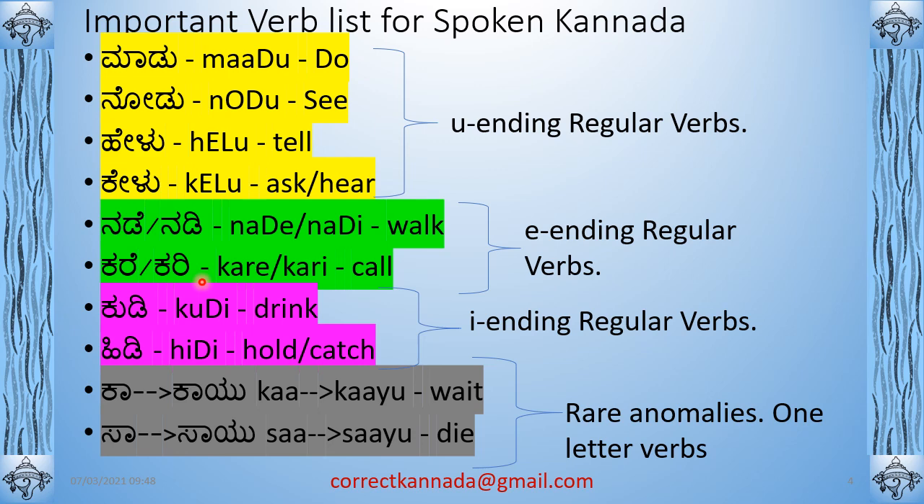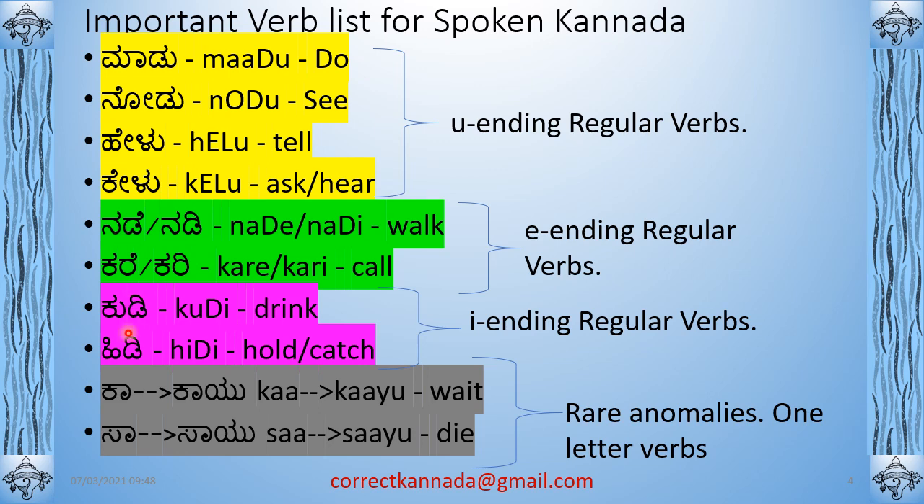But bare itself is an irregular verb. Bare means to write. No, sorry, bare is not an irregular verb. Bare is still a regular verb, and bare will become bari. So basically, the rule for spoken Kannada is that anything ending with a, nade, kare, bare, will become e-ending. Just for spoken, not for written. Written is used as it is.